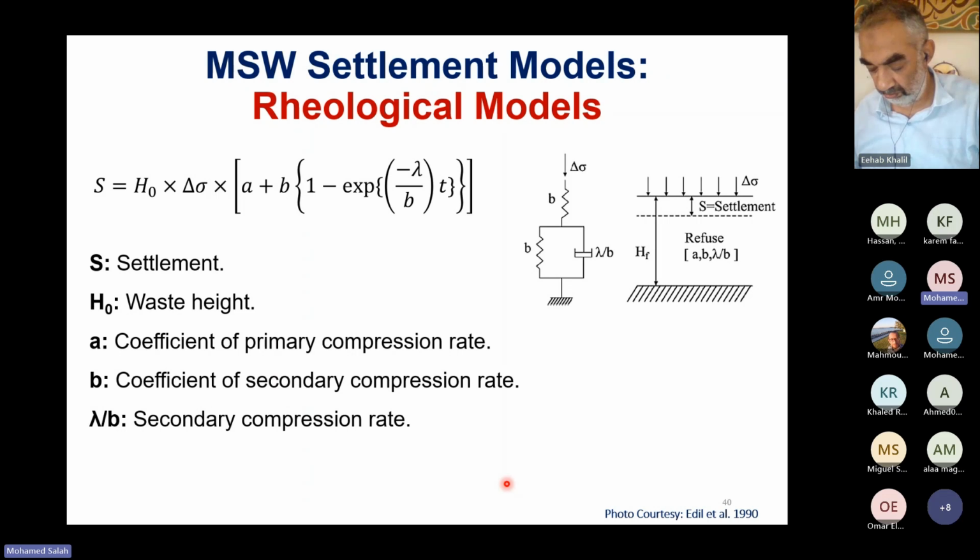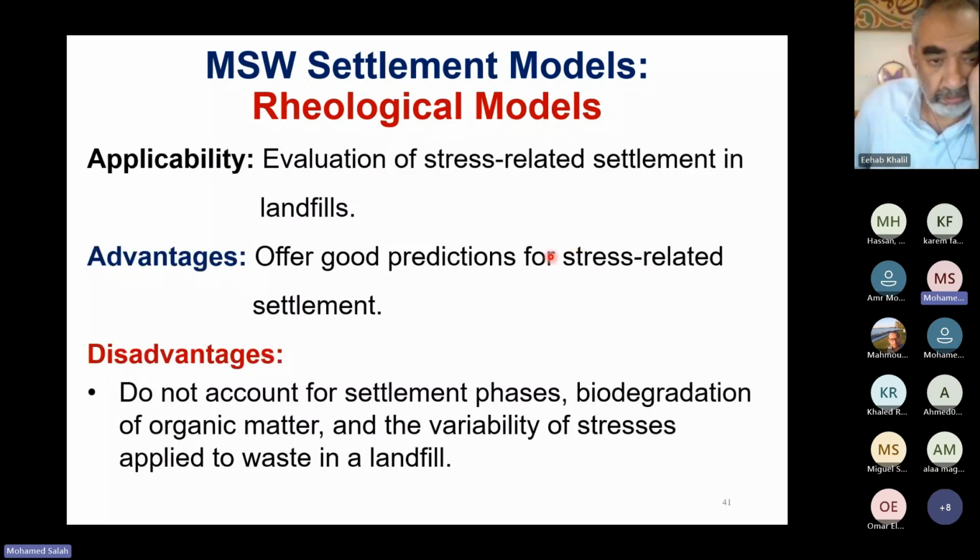The second model, which is also very simplistic, is the rheological model. The rheological model mainly consists of a spring and dashpot, presented by equations that describe the viscosity and deformation behavior of the waste under the influence of the applied stress. These models have the advantage that they offer good predictions for stress-related settlement, only stress-related settlement, but they also do not account for settlement phases by degradation of organic matter and do not account for the variability of stresses applied to waste in a landfill.